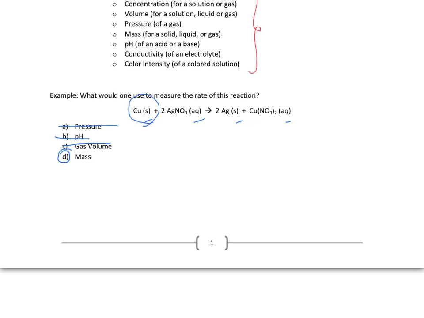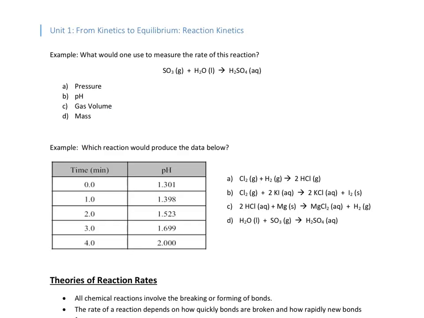And you'll notice that we can look at and weigh how much copper we have before we start the reaction, measure the amount of time for the reaction to occur, and then take that same strip and measure the mass of it at the end to see the change in quantity. The next example is not as straightforward.